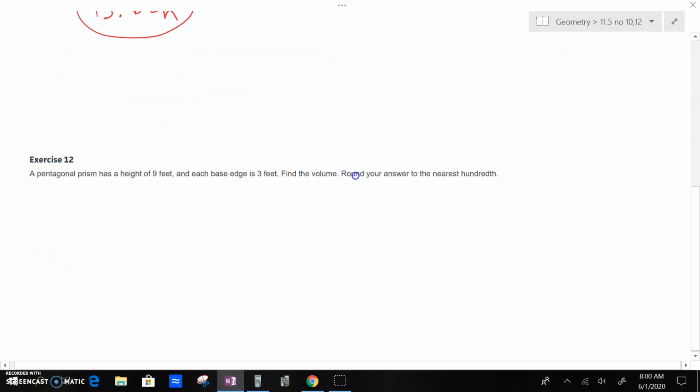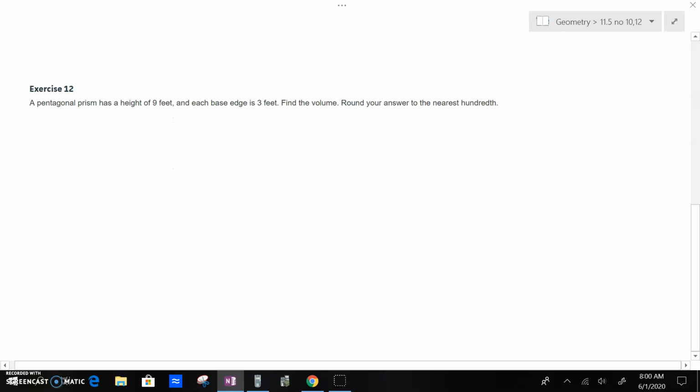Number 12, let me scroll down here. No picture on this one, so they just said a pentagonal prism. So it means it has a pentagon or 5-sided base. It has a height of 9 feet, and each base edge is 3 feet. Find the volume. Okay, so let's see.